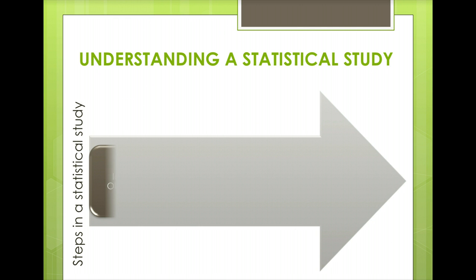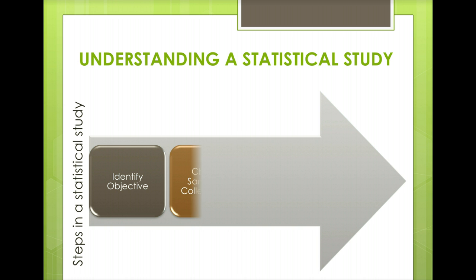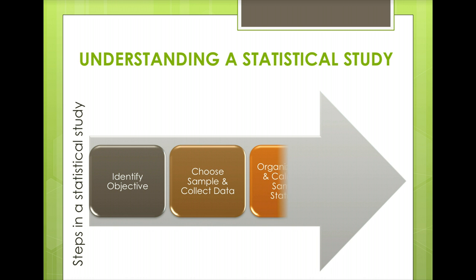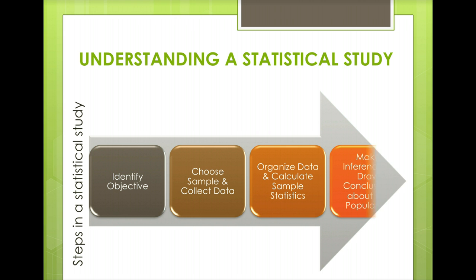Let's look at this in a statistical study. Step 1 is identify your objective. What is it you're trying to measure? Maybe you're trying to measure on a scale of 1 to 10 how people view your new reality show. Step 2, choose sample and collect data. So you're going to choose who you want to sample. Perhaps you will randomly select 5,000 households in every state. Then you'll go about collecting that data.